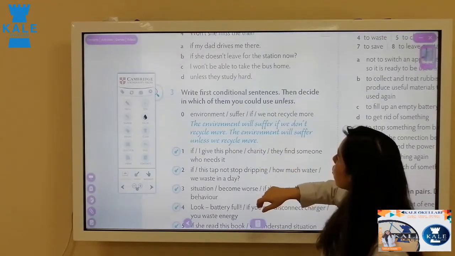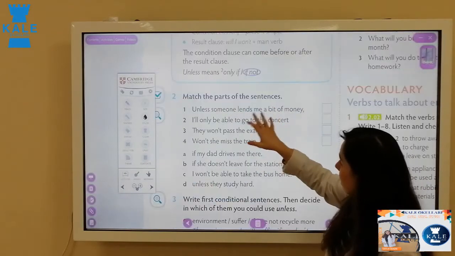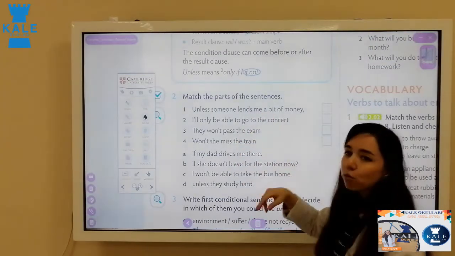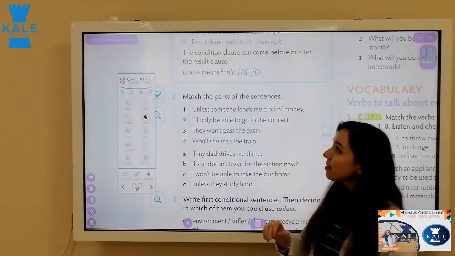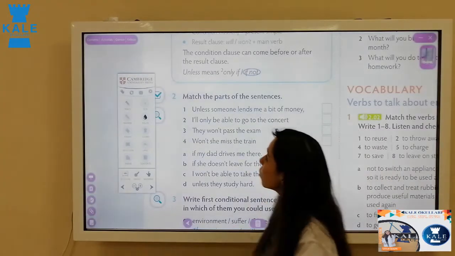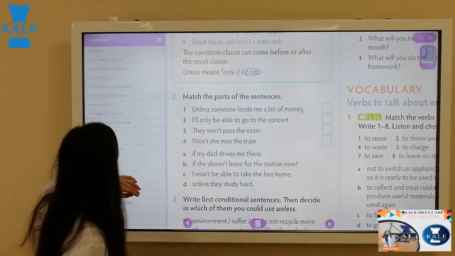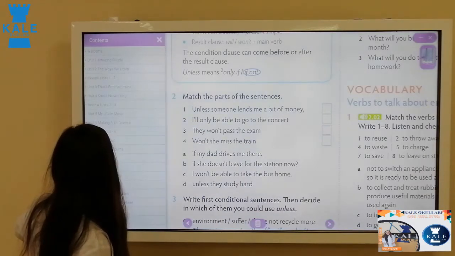Come here, again I want to check. This part is not that important, we are just going to match the sentences. Because of that, I don't want to do this part. Let's start. This is the first conditional. Now I want to go to unit 8. Where is our unit 8?